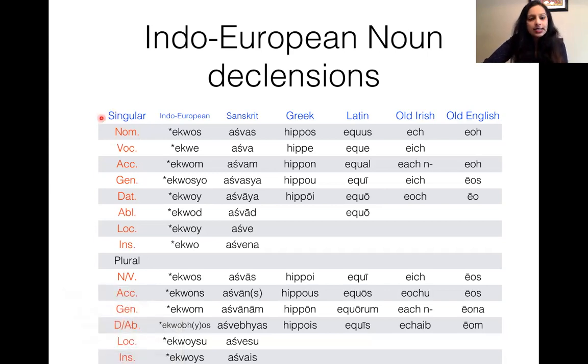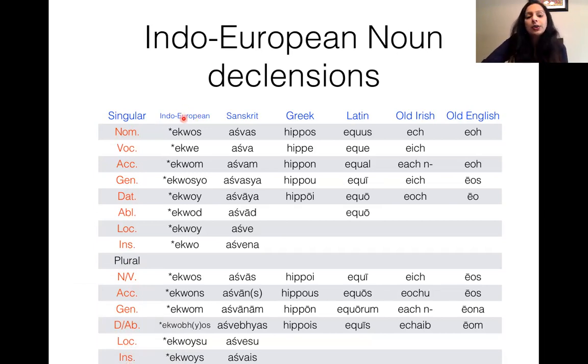So this is the singular form of the noun, and this is the plural form of the noun, and these are the case endings: nominative, vocative, accusative, genitive, dative, ablative, locative, instrumental. In the plural, the nominative and the vocative go together. It's one form. Accusative, genitive, dative, and ablative are together again, then locative and instrumental.